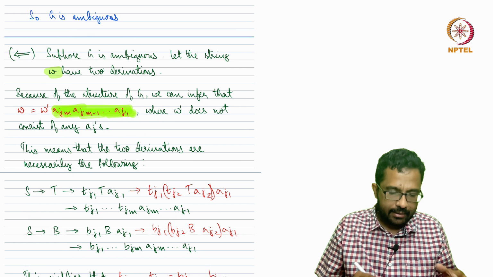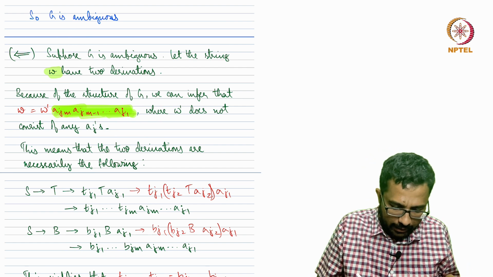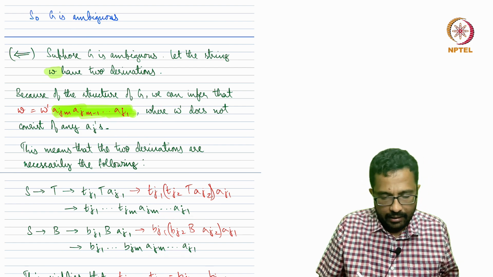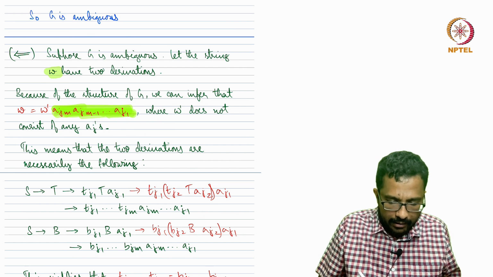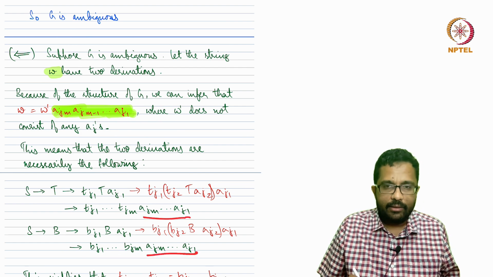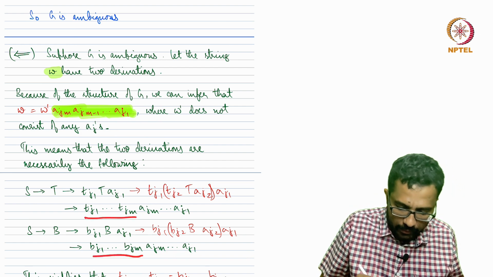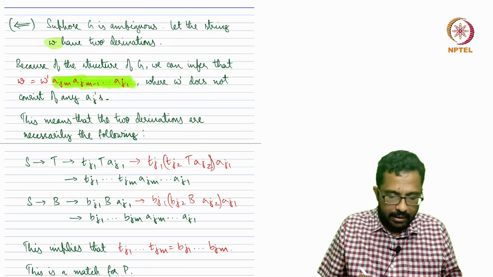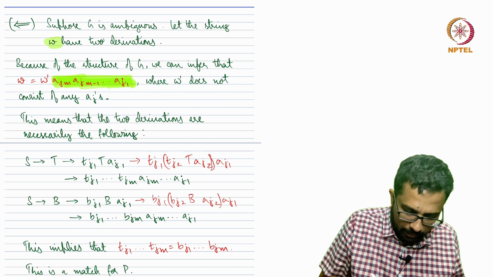And by assumption, this is the same string derived in two different ways, right? We assume that Ajm up to Aj1 is a common suffix, and that's why we got these two derivations. Since Ajm up to Aj1 is common, the W prime part has to be the first part, Tj1 up to Tjm and Bj1 up to Bjm. This means that this part is the same.